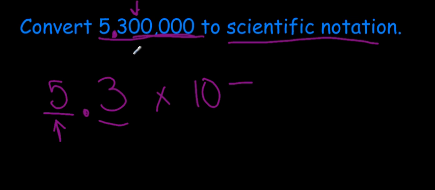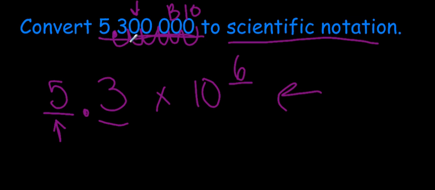Well, I know it should be positive because this is a big old number. Big means you're going to have a positive exponent. And how many times do I have to move it? 1, 2, 3, 4, 5, 6. I have to move my decimal 6 times, so it's going to be to the 6th power. So in scientific notation, 5,300,000 is 5.3 times 10 to the 6th power.